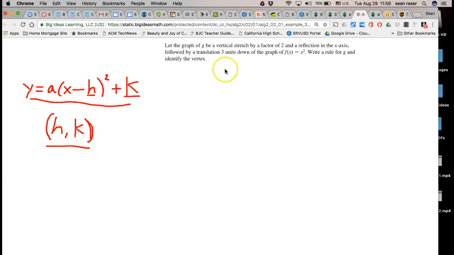So what we're going to do here is take each of these transformations, apply them to our original function, and then write the rule for g in vertex form, and from that we're going to get the vertex. Okay? So make sure you have vertex form written down in your notes. You're going to need to know this. And let's go through the steps. We're going to do a couple examples of this, and then you're going to get to practice it.